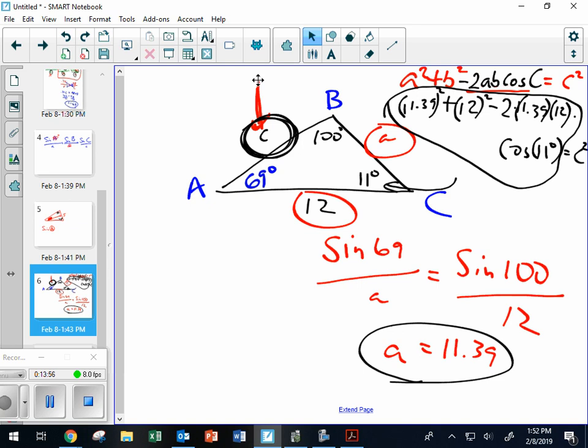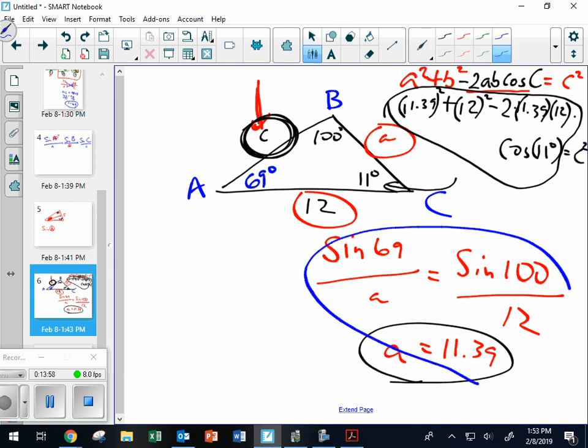I mean, look at that. There's 4 numbers, and you cross multiply and solve. It's easy. If you can use the law of sines, use it. Law of cosines is there, but it's a pain in the butt, and you should only use it if you have to. Okay, so the law of sines way is a lot easier.